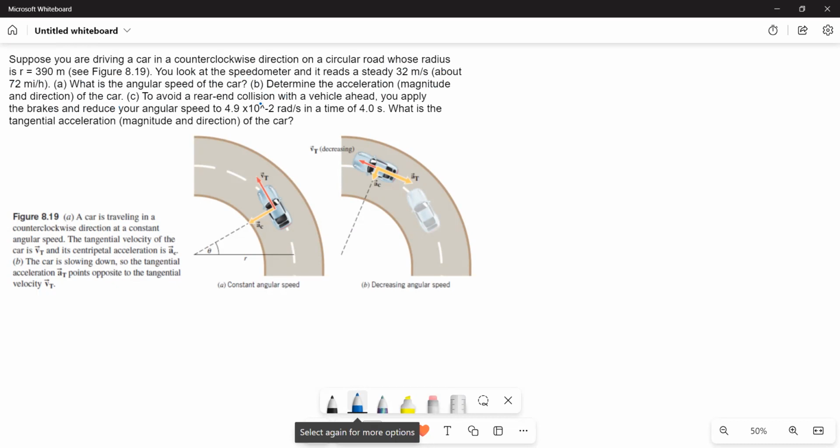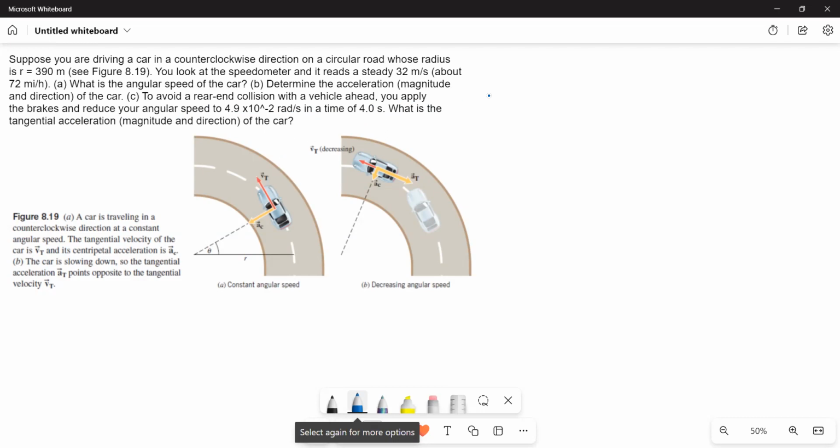To avoid a rear-end collision with a vehicle ahead, you apply the brakes and reduce your angular speed to 4.9 × 10^-2 radians per second in a time of 4 seconds. What is the tangential acceleration, both magnitude and direction, of the car?